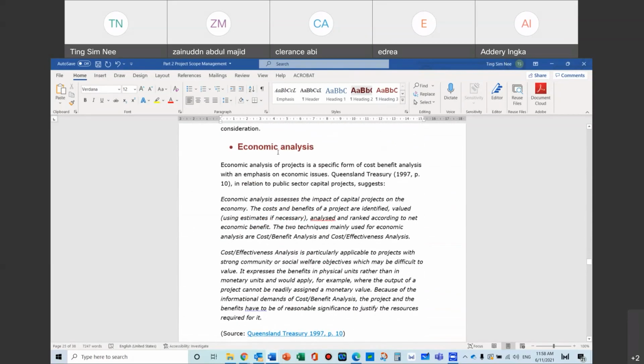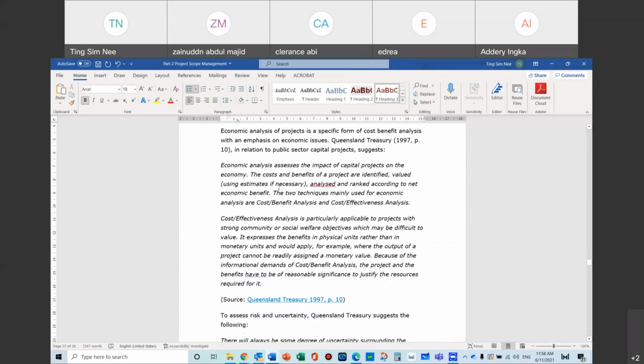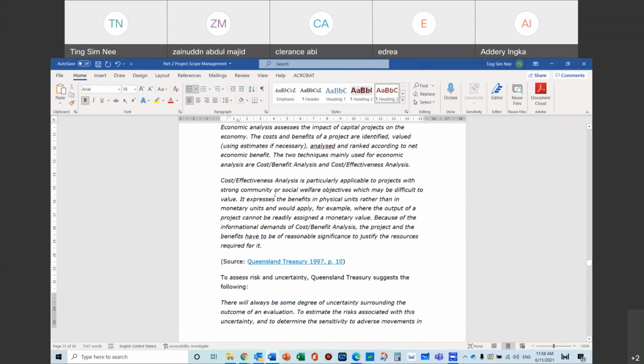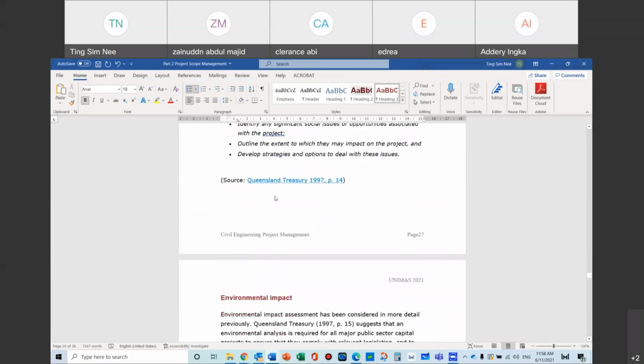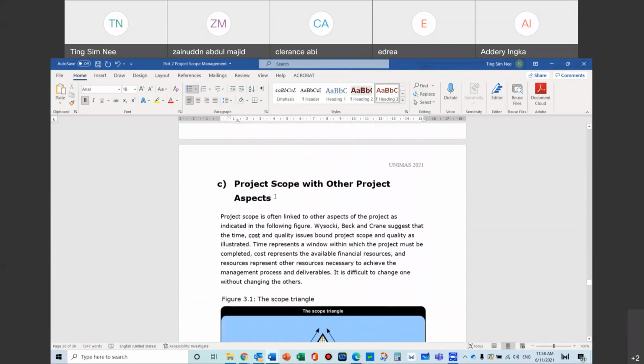And then part of it is the economic analysis, which we talked about just now, your cost benefit analysis, economic and non-economic studies. And then these are some of the studies that you do: social, environment, yeah.